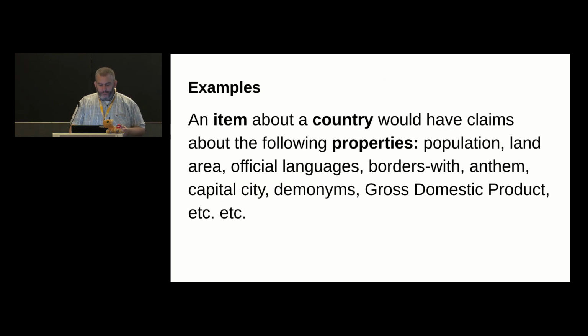Okay. So, for example, if our item is about a country, what kinds of properties, what kinds of information would we expect? Things like population, land area, official languages, anthem, borders, gross domestic product, right? These are all questions that are relevant to ask about a country. They are different from the questions we would ask about a person, right? A person does not have an anthem, usually.